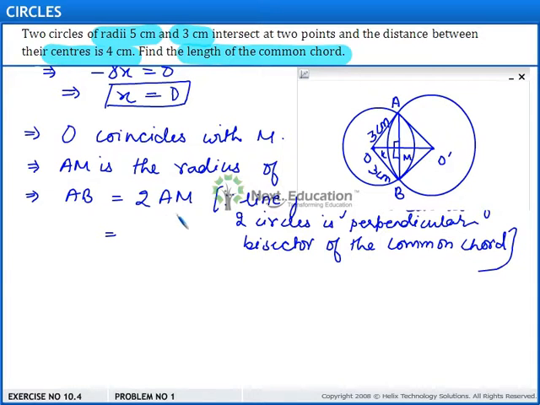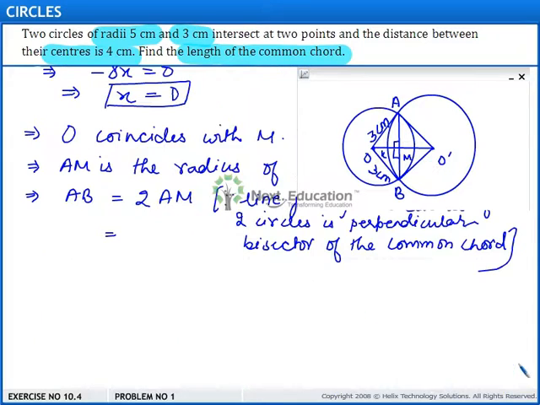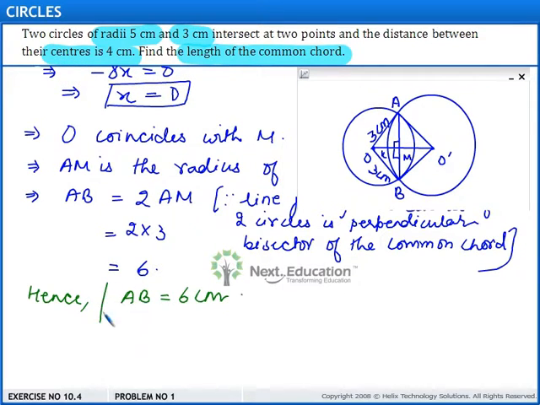Now, AM is the radius of the circle with center O and radius 3 centimeters. Therefore, we have 2 times 3. This is equal to 6. Hence, the length of the common chord, which is AB, is equal to 6 centimeters. This completes the solution.